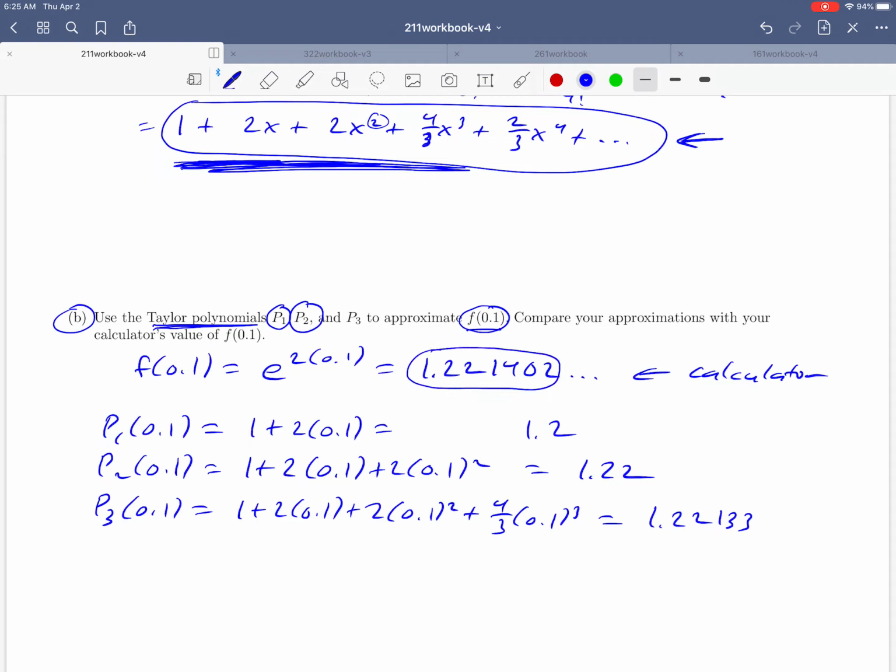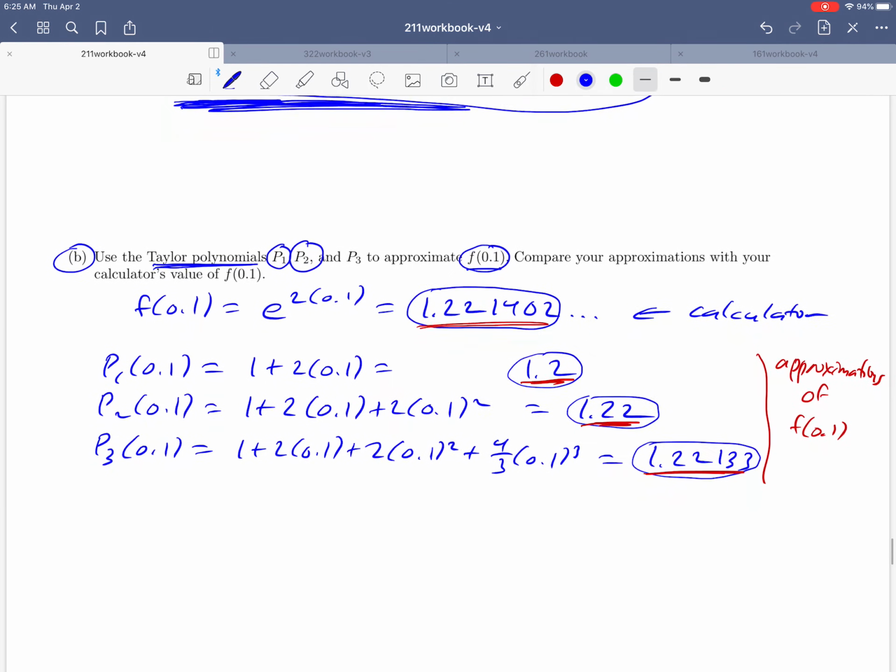Okay, so the answers, let's go ahead and circle those. This was our calculator's approximation of f of 0.1, and these were the three approximations using the Taylor polynomials. I'm wondering if you might notice anything about how those numbers are behaving, these three. You see how they're getting closer and closer to the calculator's value of f of 0.1. So you can think of these three numbers that we have here as approximations of the number f of 0.1, and they're getting more and more accurate the bigger that n gets. This is how Taylor polynomials behave when a Taylor series converges.